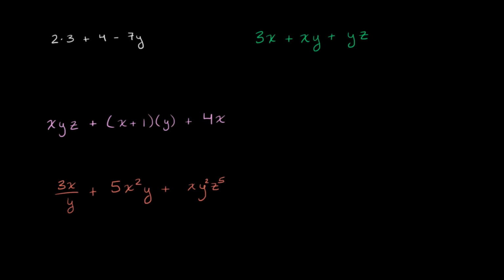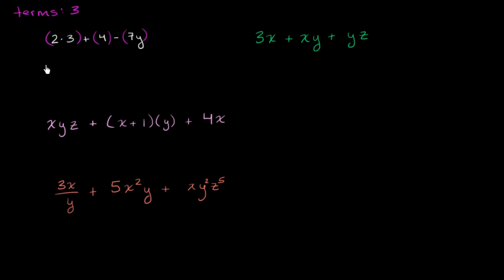We have an expression here, and the first thing I want to think about are the terms of an expression, or what a term is. The terms are the things that are getting added and subtracted. In this expression, you have 3 things that are getting added and subtracted. You're taking 2 times 3, adding that to 4, and then subtracting 7y. So you have 3 terms. The first term is 2 times 3. The second term is just the number 4, and the third term is 7 times y.